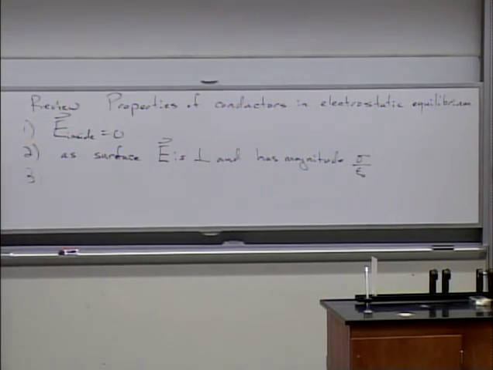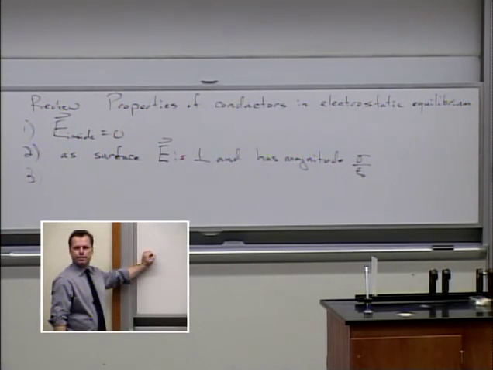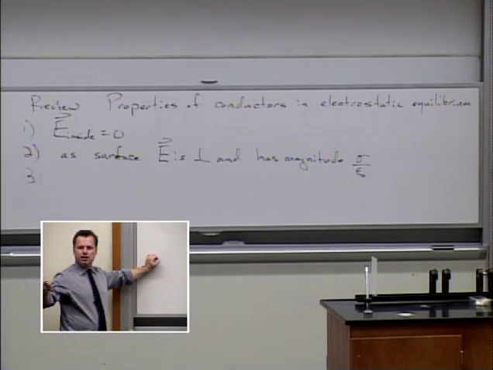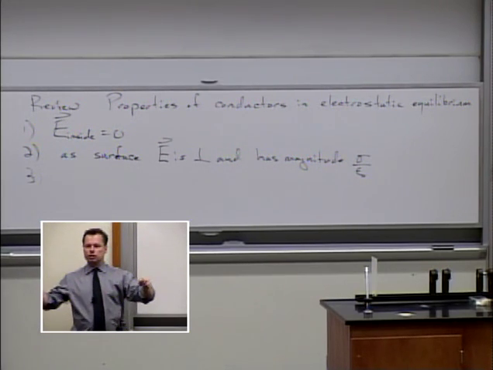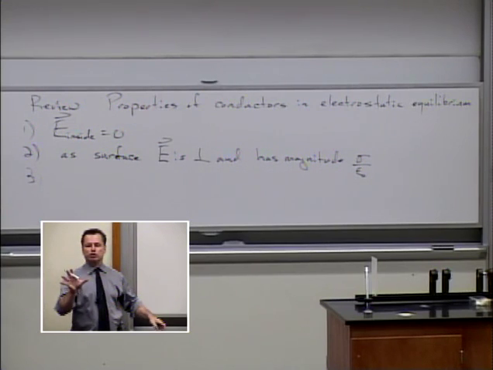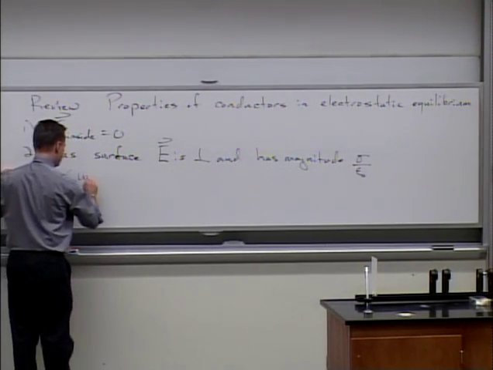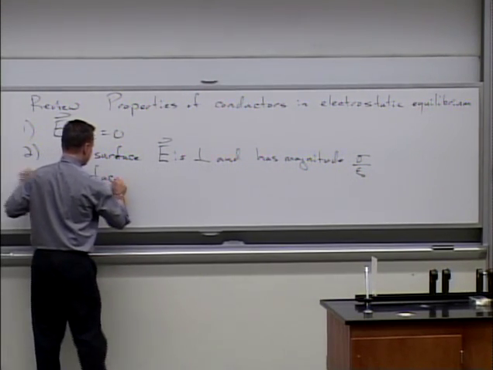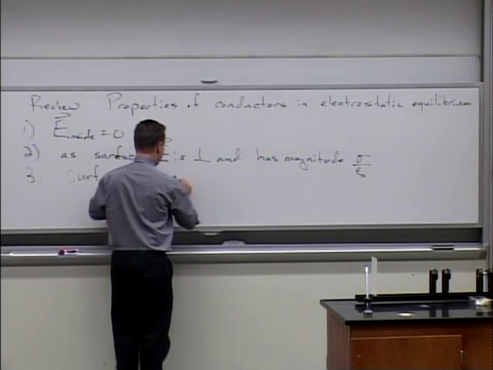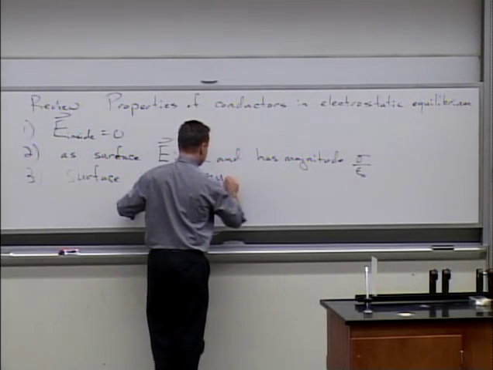3, the surface of a conductor in electrostatic equilibrium is an equipotential surface. So that means that the voltage is constant on the surface. Now we use that. That's an extremely important technological thing. All right? So the surface is an equipotential surface.